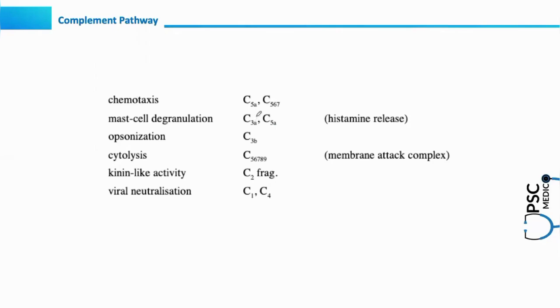The element which is helping in chemotaxis is the C5, 6 and 7 complex. The complement element helping in histamine release, that is degranulation of the mast cell, which has a role in type 1 hypersensitivity, is complement 3A and complement 5A. These are anaphylatoxins. The complement helping in opsonization, that is coating of the bacteria for phagocytosis, is C3B. Cytolysis or the membrane attack complex is C5 to 9.